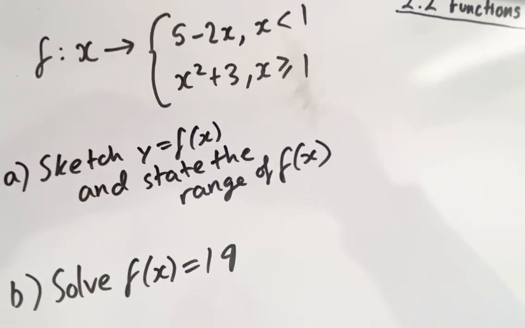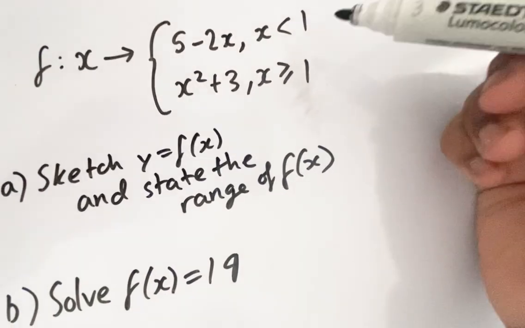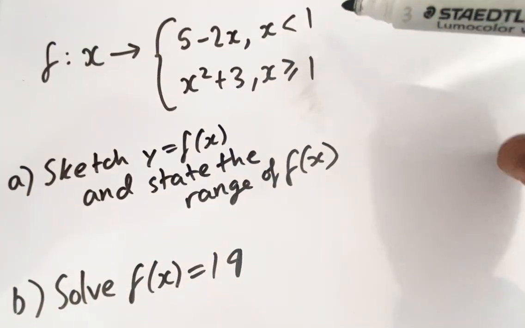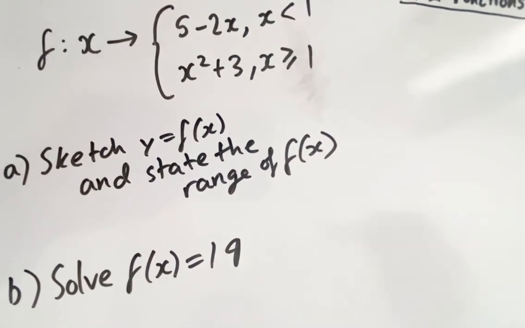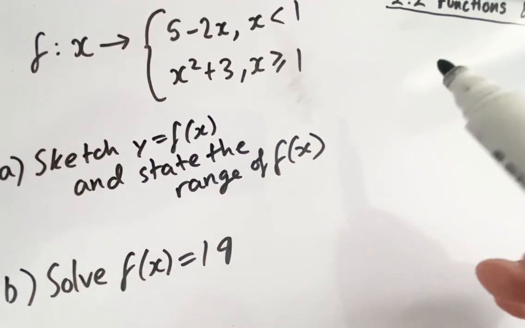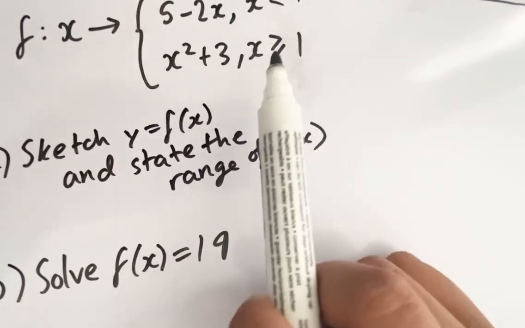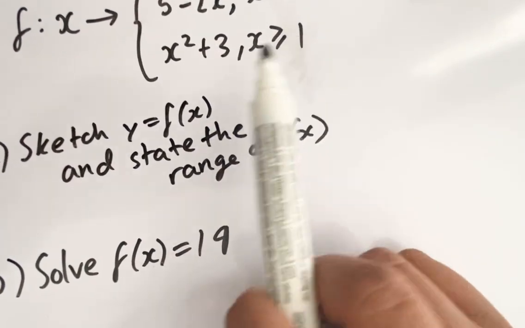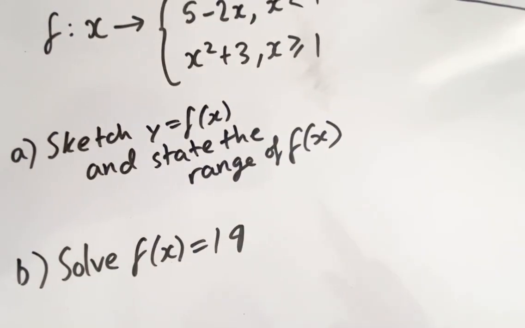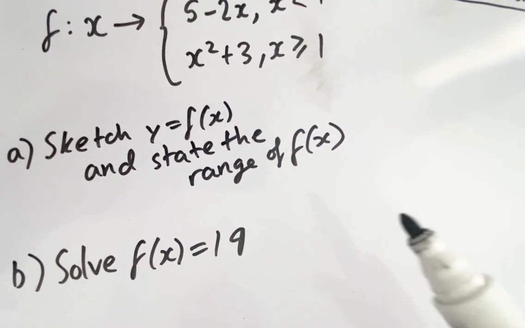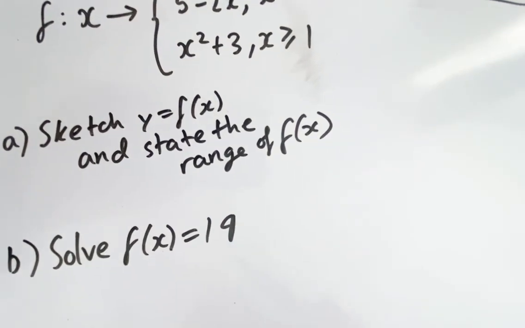Let's do one final example. Let's take the piecewise function, which is defined as a function that can take different values based on the values of x. So it's composed of many functions in one. We'll see that for all x less than 1, it's defined as 5 minus 2x, and for x greater than or equal to 1, is defined as x squared plus 3. Let's sketch y equals f of x and the range, which means the possible values of y that f of x can take, and let's solve f of x equals 19.